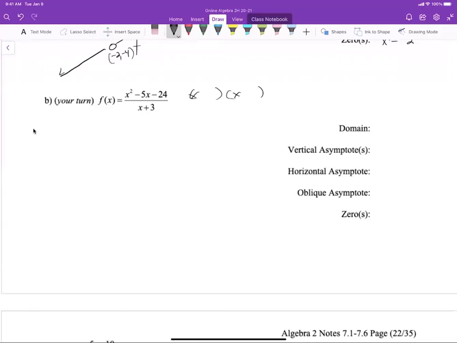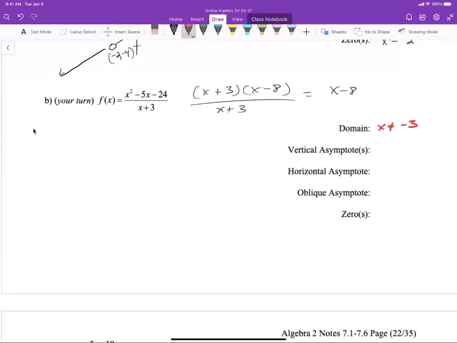So when we factor that, I have x plus 3 and x minus 8 over x plus 3. This will simplify to x minus 8. So it's essentially a line, y equals x minus 8. What is the domain? Well, the domain is all values of x except x cannot be equal to -3, because at -3, my denominator is 0.